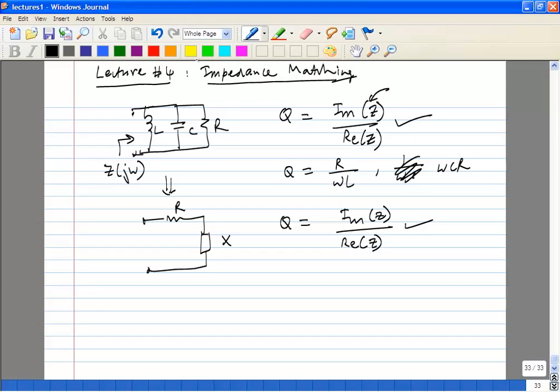Okay. So now we'll look at impedance matching. Why do we want to do impedance matching? We saw that most RF systems use 50 ohms as the standard, except I think TV systems use 75 ohms. But the majority of them use 50 ohms.